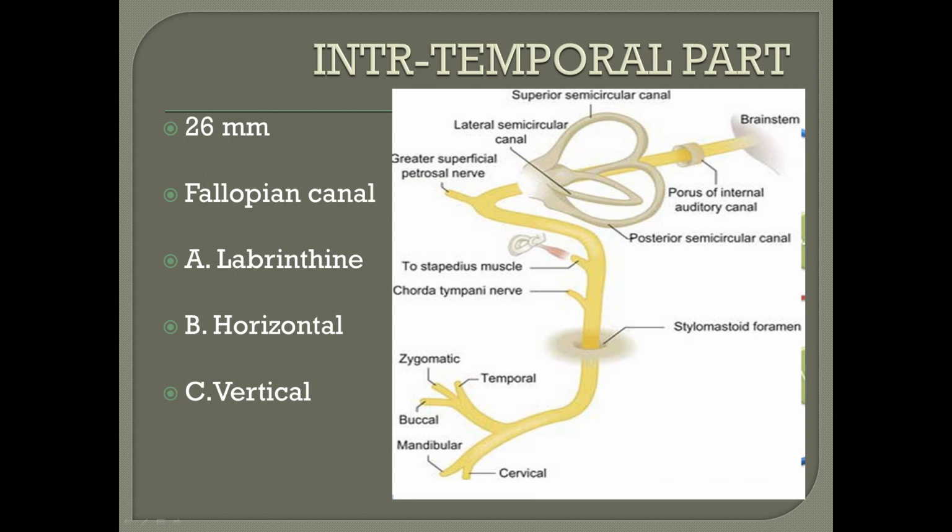Now the second part is the horizontal part. We call it horizontal because if you see the course, it looks horizontal to us, and it forms a bulge in the medial wall of the middle ear cavity. Its length is approximately 10 to 12 millimeters, and at the end of the horizontal part, it again bends downward to start the last part, which we call the vertical part, and then it exits through the fallopian canal.